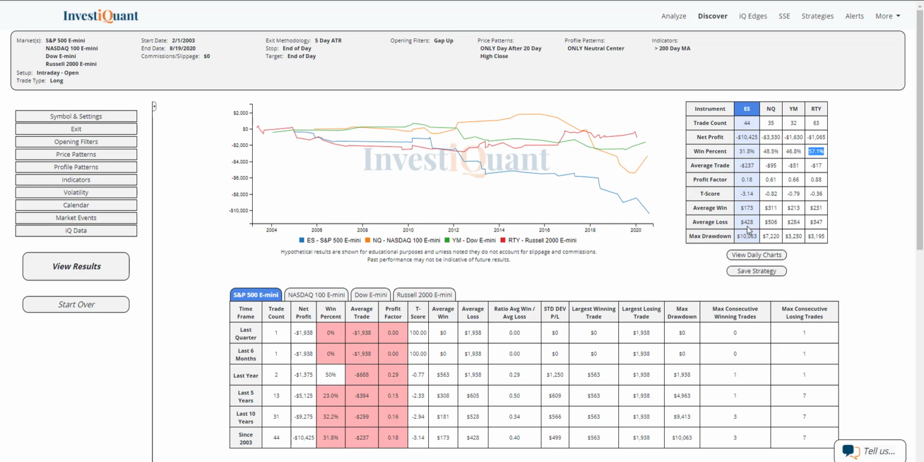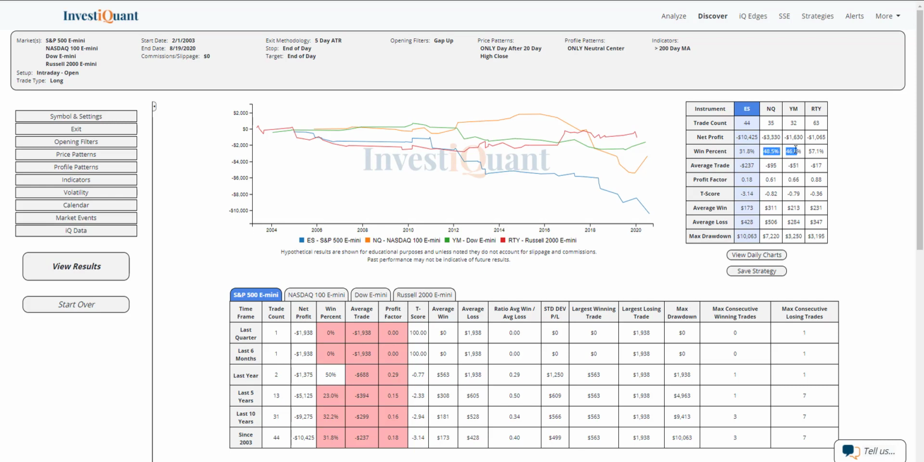But looking at these average win and average loss sizes, like I often like to do, you see the average loss on all four of these is larger than the average win on all four of these. So historically, this has been a pattern that when it loses, it loses a lot bigger than what it makes when it wins. Looking at the ES, it doesn't win that often historically, and when it has won, it's won a smaller amount than what it has lost on average.